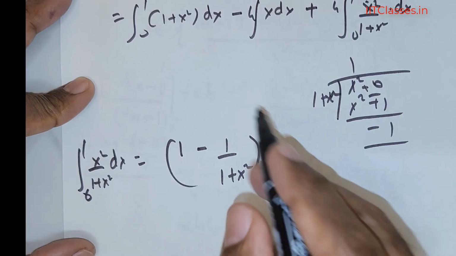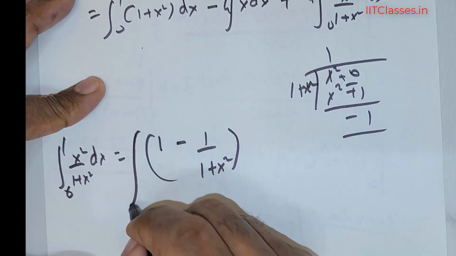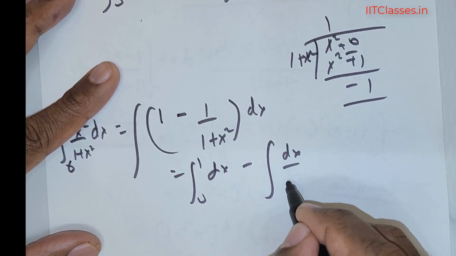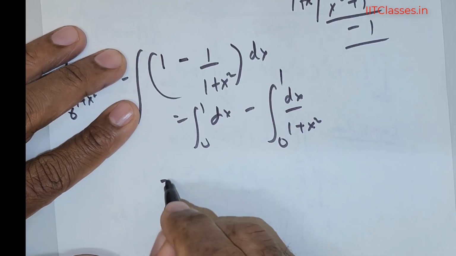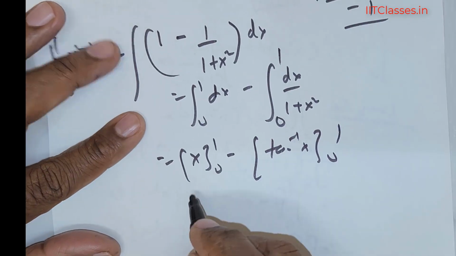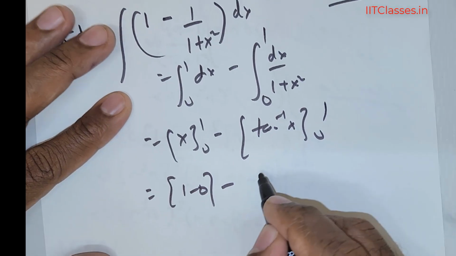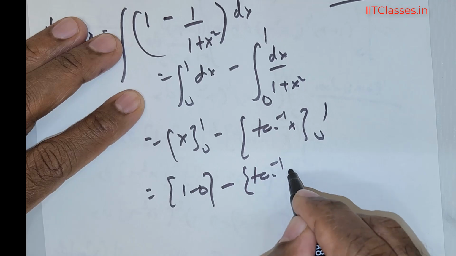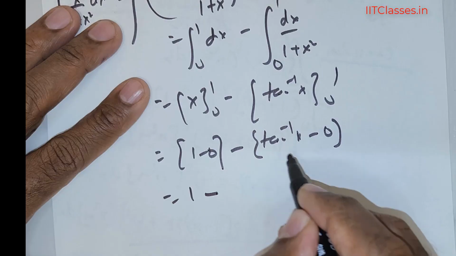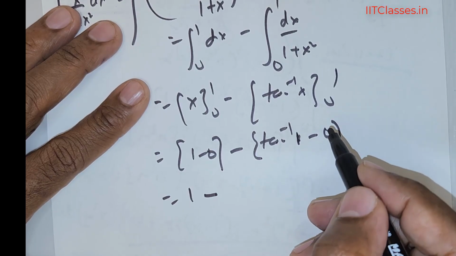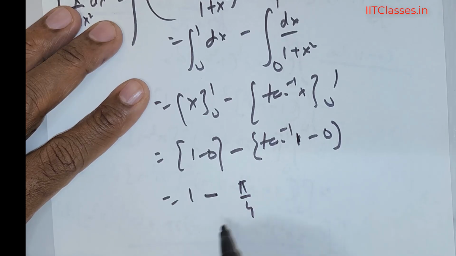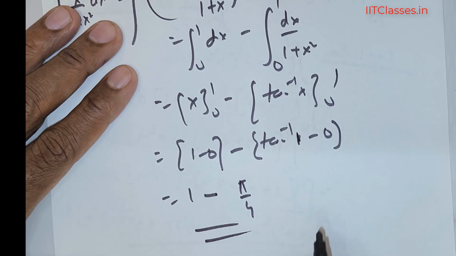So I'm just considering this first because we can integrate all of these. So this is going to be the integral 0 to 1 of dx minus dx/(1+x^2). I integrate this, I get x from 0 to 1. I integrate this, I get tan inverse of x from 0 to 1. This is 1 minus 0. This is tan inverse of 1 minus 0. So it's going to be 1 - tan inverse of 1, right? That's going to give me pi/4. So this is the value that I have now.